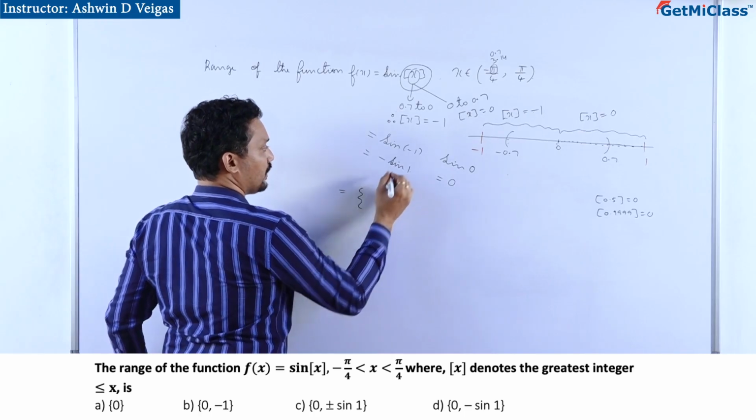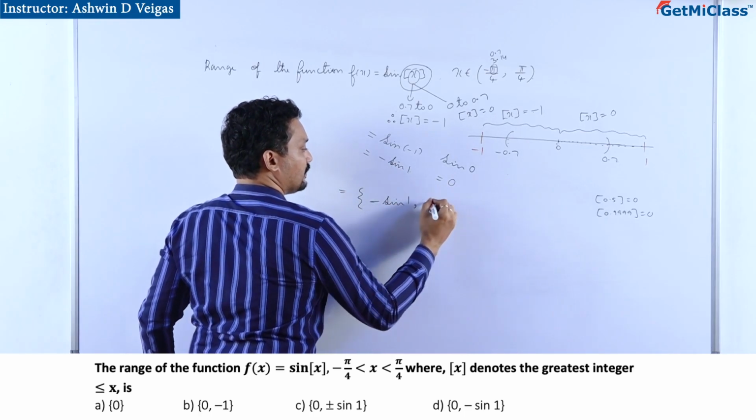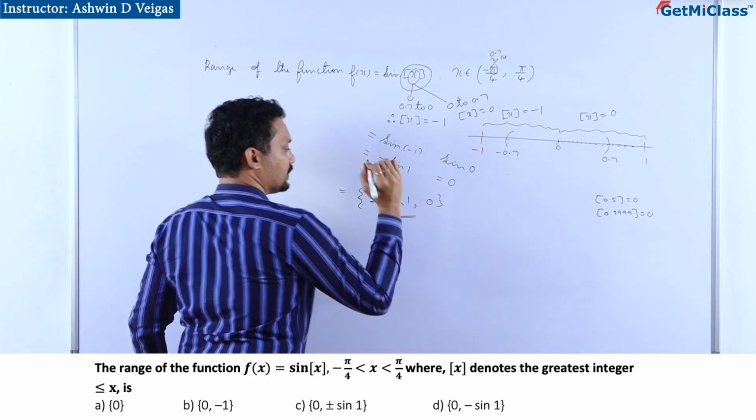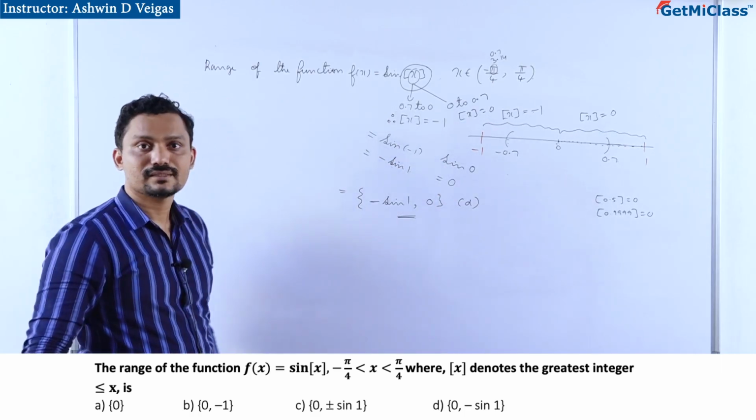Therefore, the range will be this value and this value, so minus sine 1 and 0. So this will be the range. Now this is given in option D, therefore option D is the right answer.